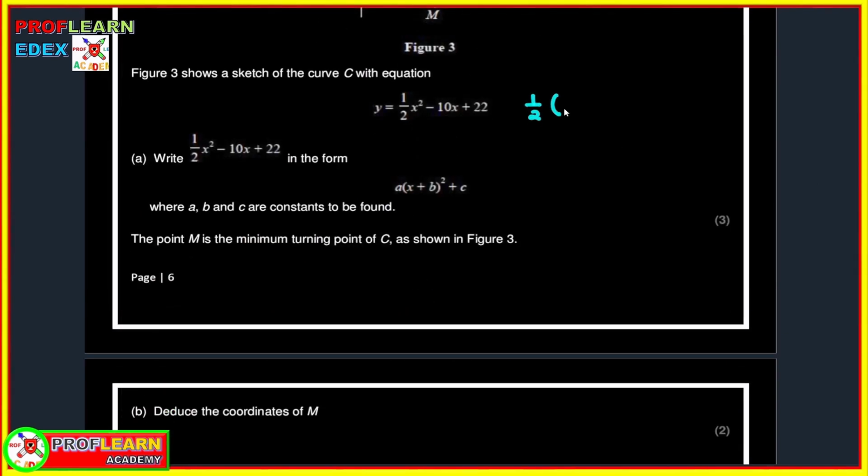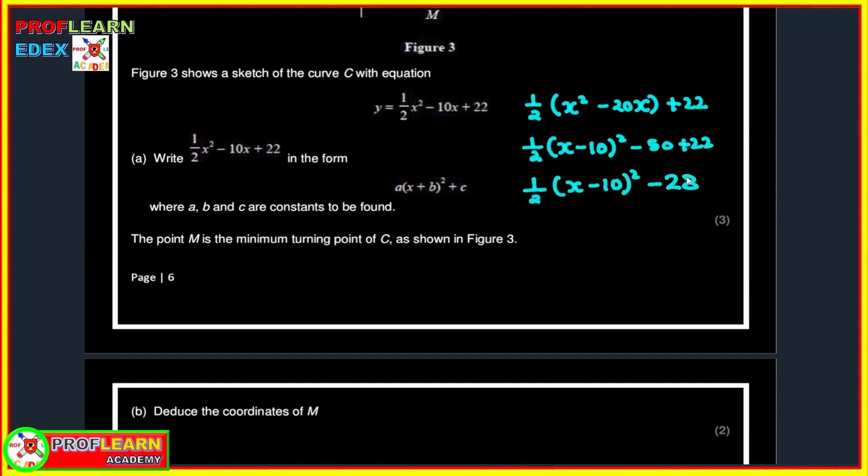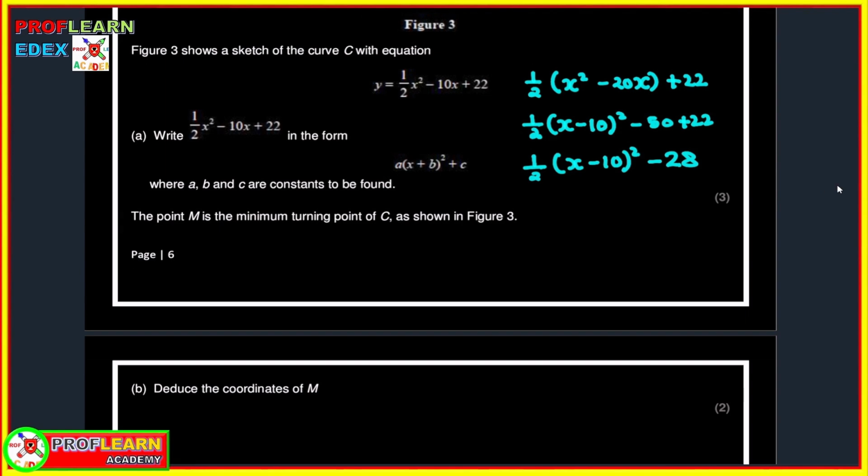So we shall start by writing the equation and then factor a half out, and then introduce the bracket. In this case, we shall have x minus a half of 20, then we shall square, then subtract a half, subtract the square of 10, then we multiply that by a half, which becomes 50, then plus 22. So our equation becomes a half into x minus 10 squared minus 28.